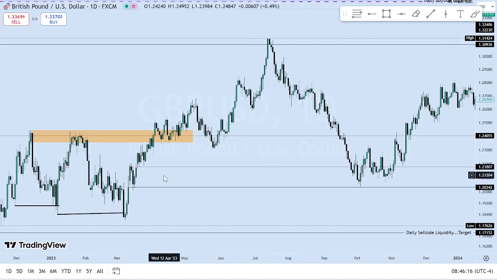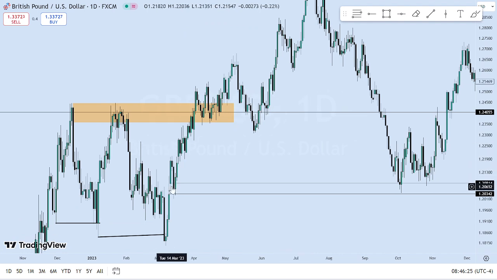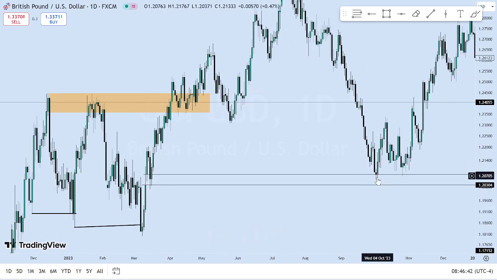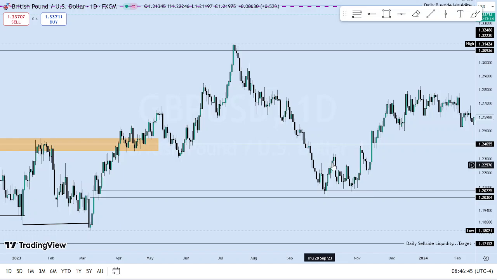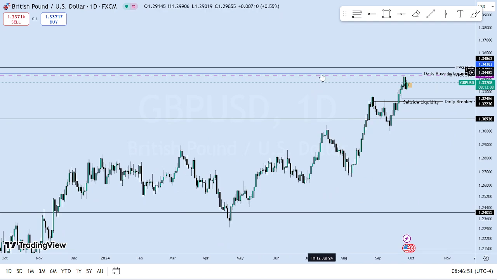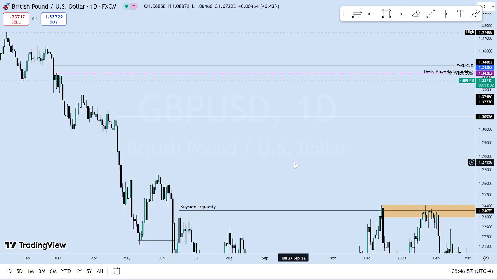Where price traded into, price came and filled this new week opening gap. There is a gap here, a void. Between this candle where the body closed and this candle where the body opened, there is a gap. That's a volume imbalance. That's where price delivered into. Then we continued going long, long, long, reaching for the buy side liquidity here, which is our target, our daily buy side liquidity.